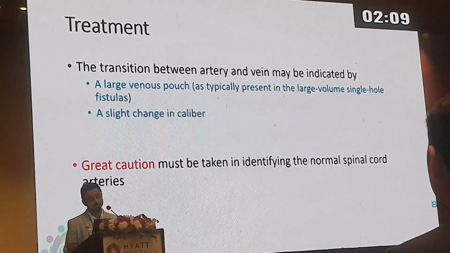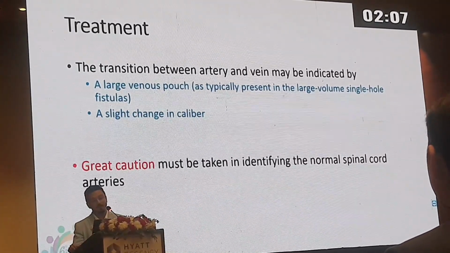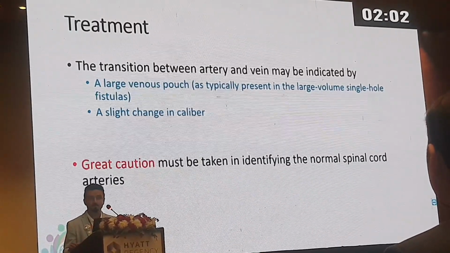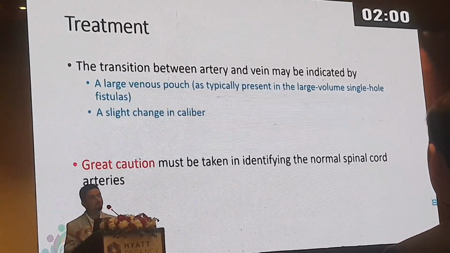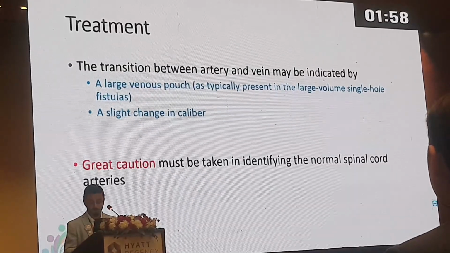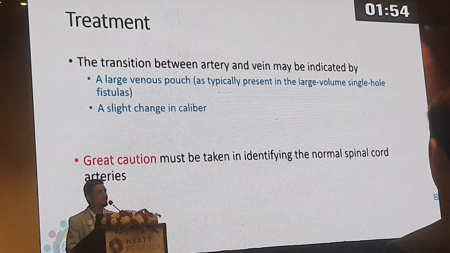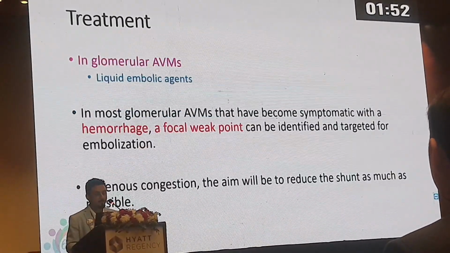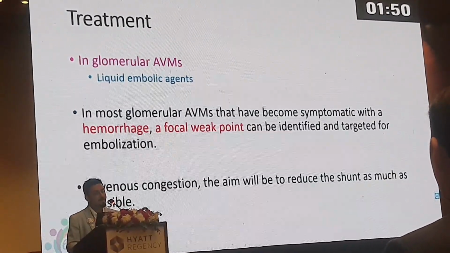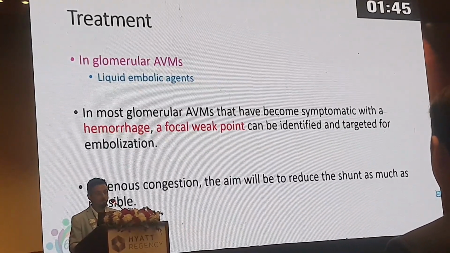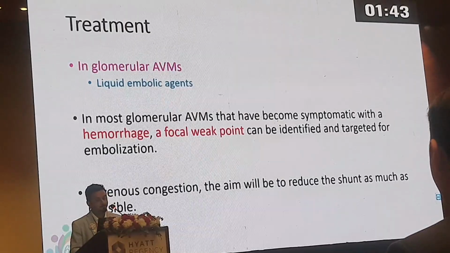Great caution must be taken in identifying the normal spinal cord arteries. This is the most important part of treating spinal shunts, preserving the normal spinal cord arteries, because we may otherwise render the patient paraplegic. In the glomus type, the agents are the embolic agents like Squid or Onyx.